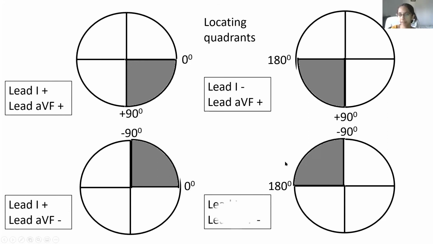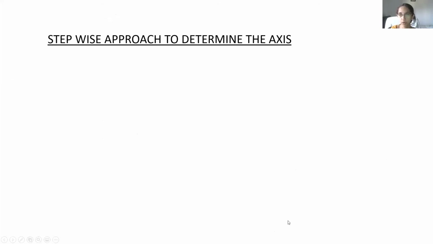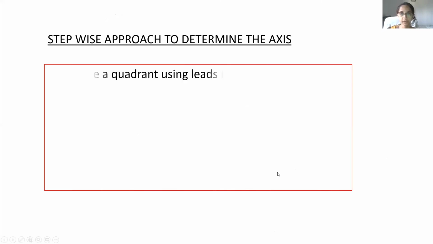And if I have negative in 1 and negative in AVF, it's going to be the right upper quadrant. So this is just to locate the quadrant. Now with all these understanding, how do I systematically approach? The first thing we do is locate the quadrant.